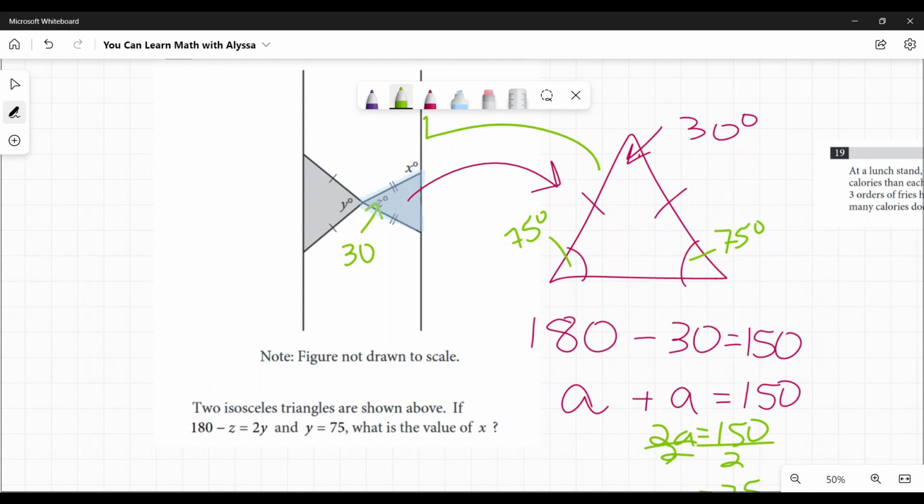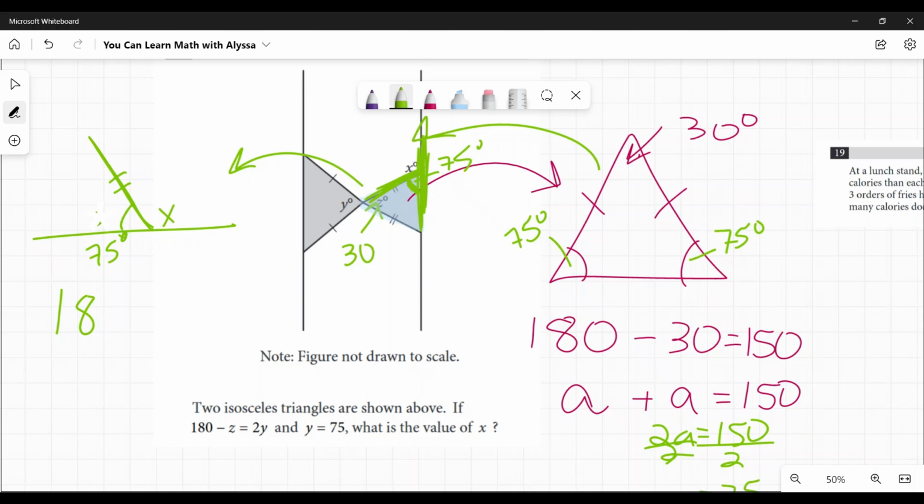So now look back at our picture, and I know this angle right here in the corner is 75. Well, it is making a straight line with x. So I'm going to rotate that out. I've got this triangle, and this is 75 degrees, and this is x, and together they are making a straight line. A straight line has 180 degrees. So if I take away that 75, I will know what x is. So 180 minus 75 equals 105, and that is my value for x.